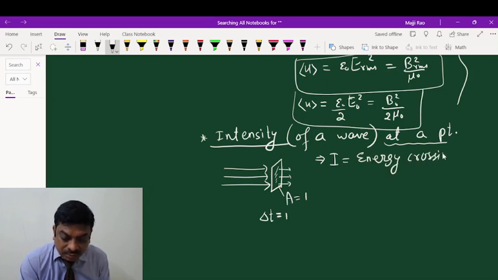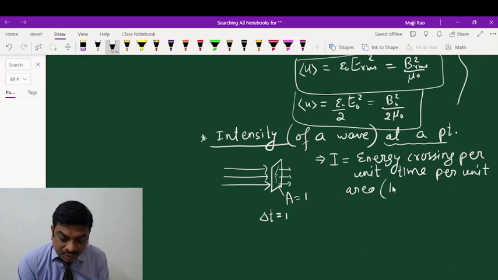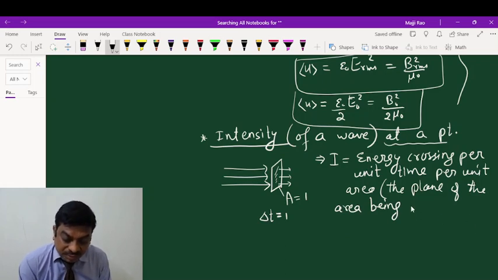crossing per unit time. Energy crossing per unit time is also known as power, of course. Per unit area, the plane of the area being normal to the direction of energy flow, being perpendicular to the direction of energy flow. I hope that is clear.